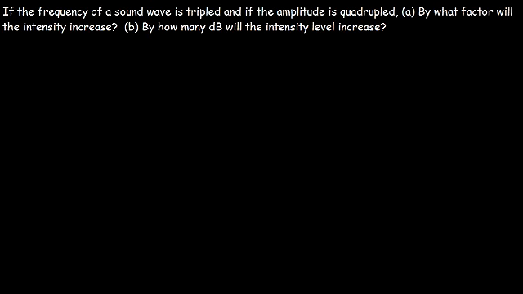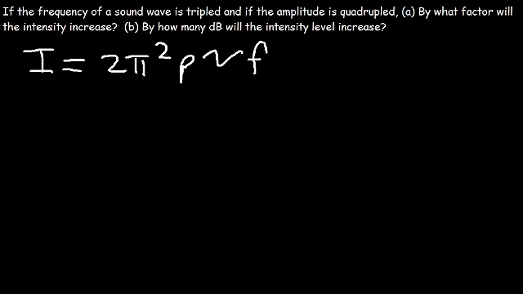Let's try this one. If the frequency of a sound wave is tripled, and if the amplitude is quadrupled, by what factor will the intensity increase? So let's write the equation first. Intensity is equal to 2 pi squared times the density times the velocity times the square of the frequency times the square of the amplitude.